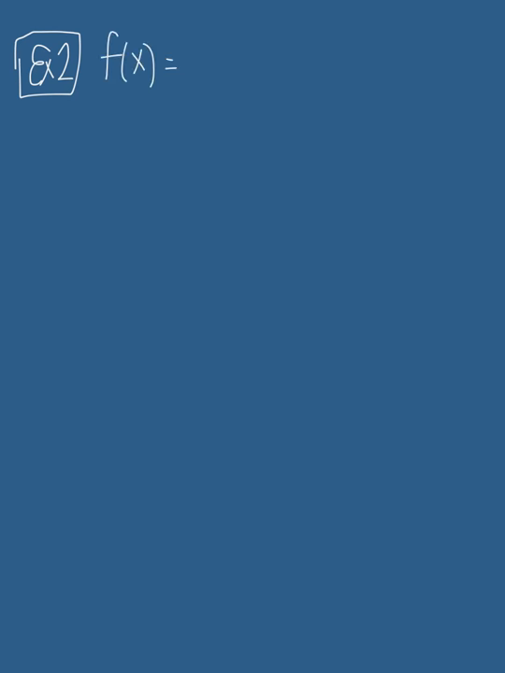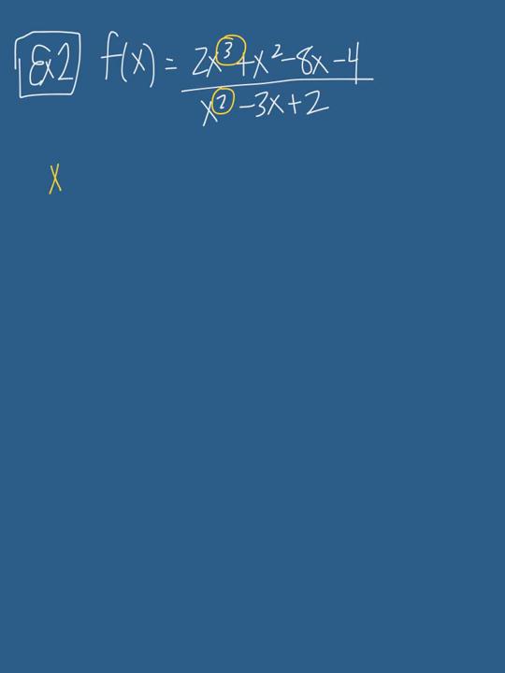Let's suppose I asked you to determine if this function has a slant asymptote, and then if so, actually find it. We have f of x equals 2x cubed plus x squared minus 8x minus 4 over x squared minus 3x plus 2. Alright, I can tell this has a slant asymptote because of the degrees. The degree of the numerator is exactly 1 more than the denominator, so I know that it's going to have a slant asymptote. The way I'm going to find it is by doing long division.